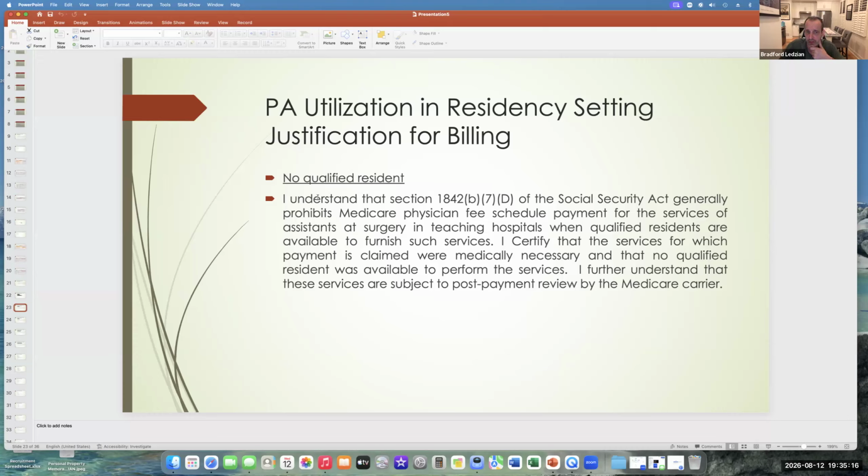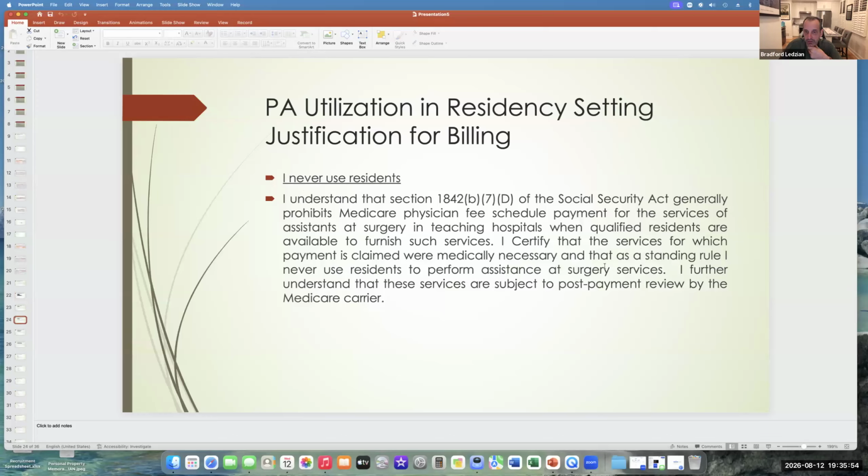Basically, for no qualified resident: I understand that Section 1842(b)(7)(D) of the Social Security Act generally prohibits Medicare physician fee schedule payment for the services of an assistant at surgery in teaching hospitals when qualified residents are available to furnish such services. And from here on out is the part that's going to be different for each slide. I certify that the services for which the payment is claimed were medically necessary and that no qualified resident was available to perform the surgeries. I further understand that these services are subject to post-payment review by Medicare. Followed by this, right? And you could see, for I never use residents, I certify payment, and so on.